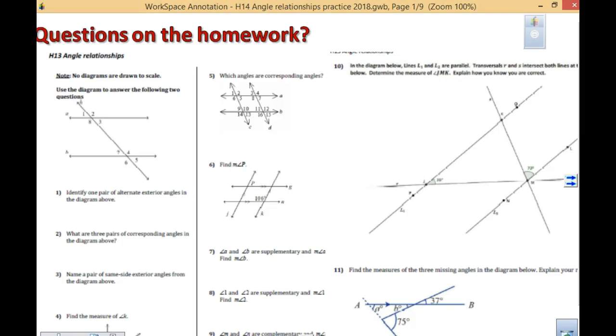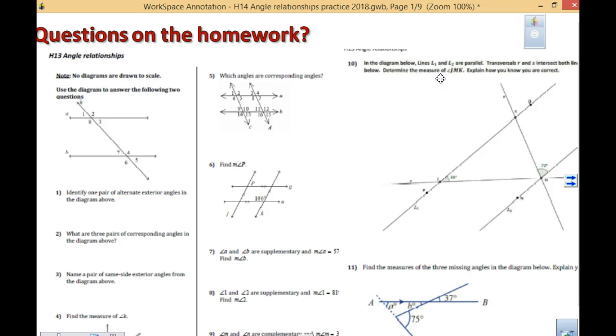Like number 10 with the 3 letters, and it says to find angle JMK. If we are trying to find angle JMK, that means going from J to M to K. That means we are trying to find this angle. First thing, we knew this was 39 degrees, and we knew this one was 22.